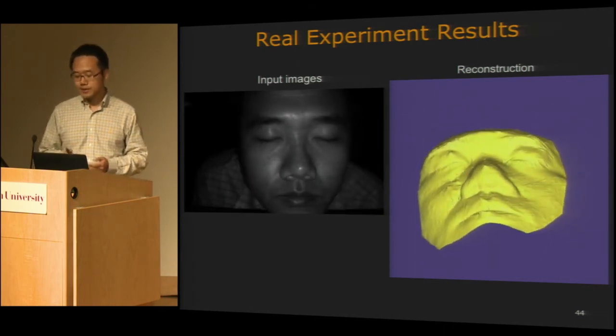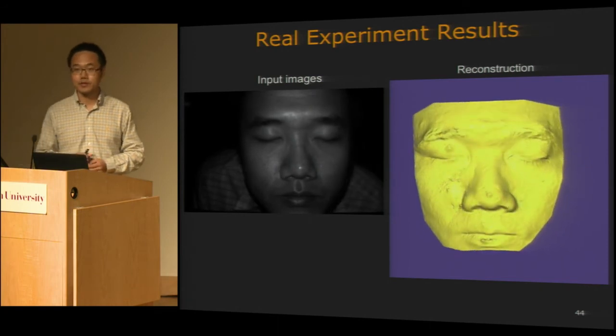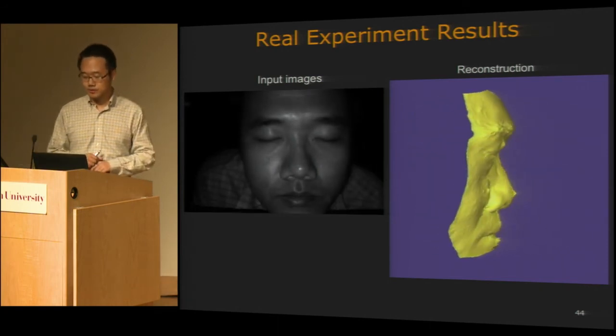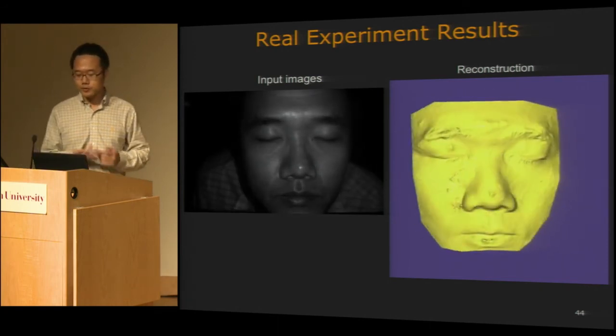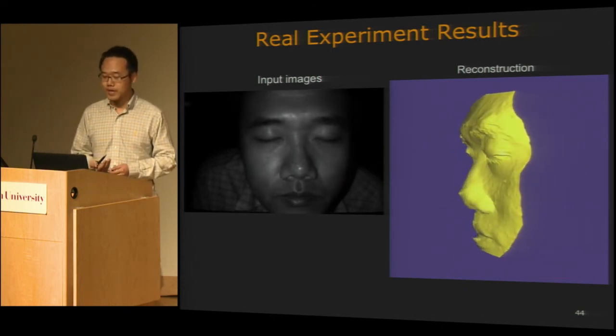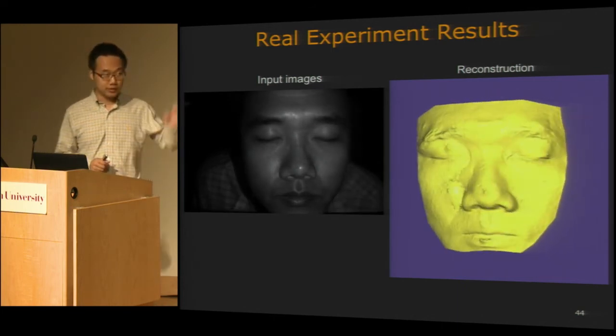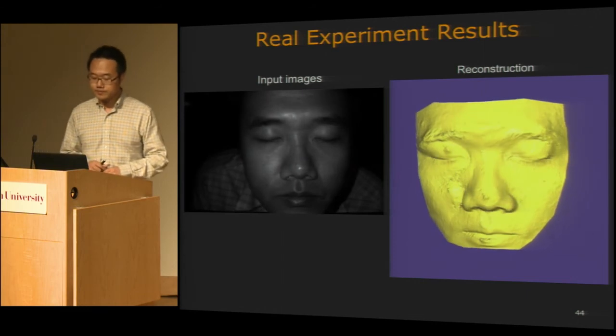And we have not considered non-Lambertian reflectance here. So that's why the reconstruction there is not good. This could be one of our future directions to look at, and we want to generalize our method to deal with this kind of situation.